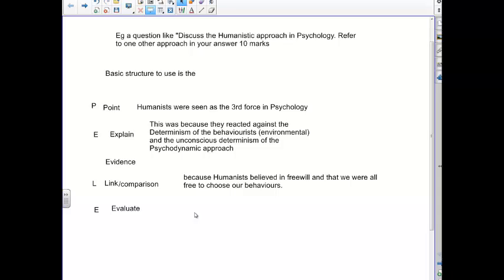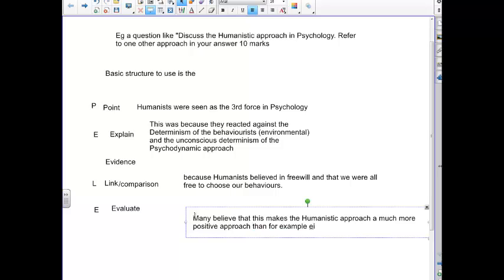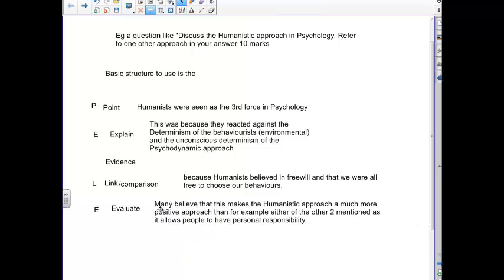But maybe saying that many believe that this makes the humanistic approach a much more positive approach than, for example, either the other two mentioned, as it allows personal responsibility. Okay, so there you have an evaluative point.